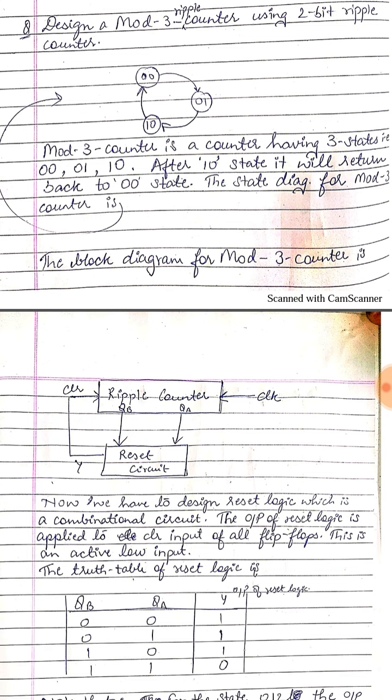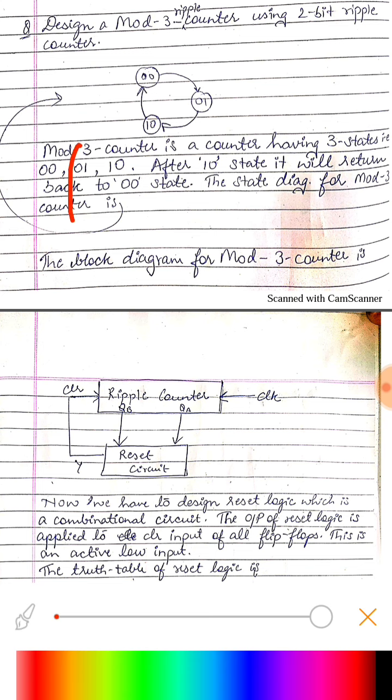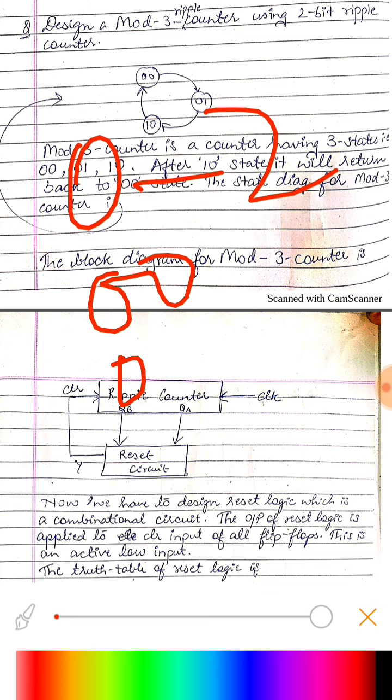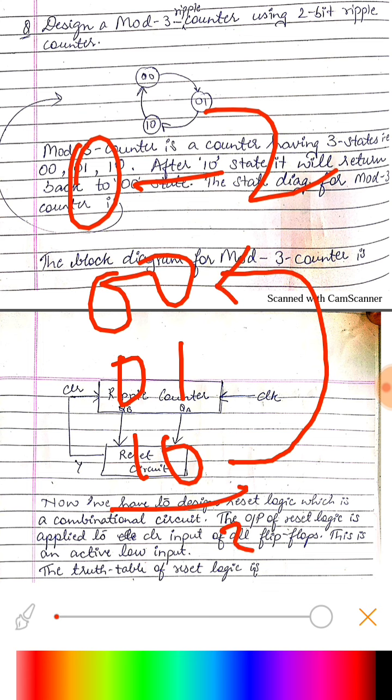I need to count only 0 to 2, that is from 0 0 to 0 1 and then 1 0, and it would reset again after this value. It would not count the 3. So for that, how can we implement the counter?